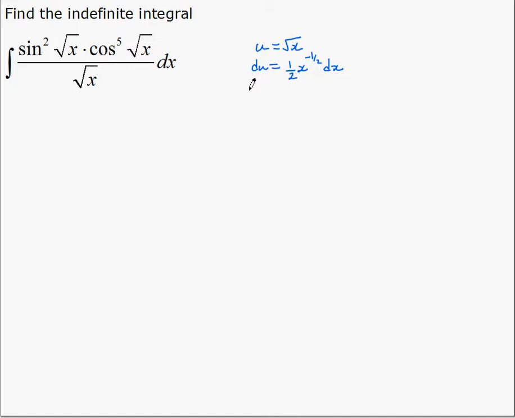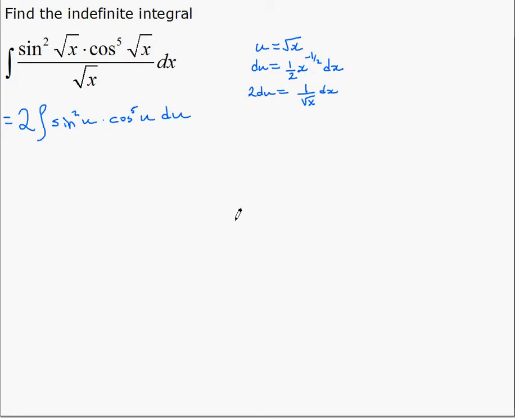Bringing the 2 over, we end up with 2 du equals 1 over root x dx. So here's our du, 1 over root x dx, these are u, and we stick a 2 outside. Our integral hasn't changed, but we've certainly made it look a lot easier: 2 times the integral of sine squared u times cosine to the fifth of u du. So it's an easier question to look at.